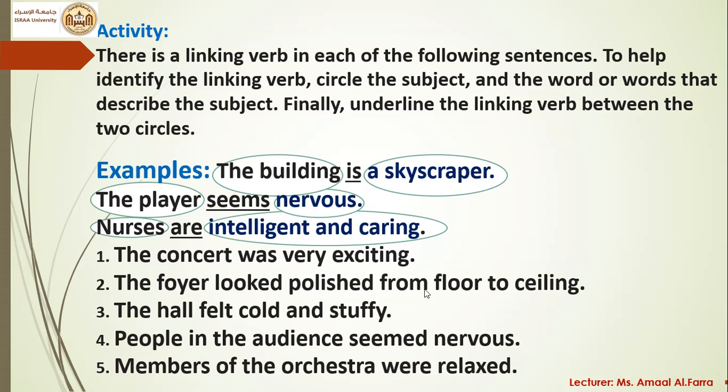Look at this activity. There is a linking verb in each of the following sentences. To help you identify the linking verb, circle the subject and the word or words that describe the subject. Finally, underline the linking verb between the two circles. Look at this example. When I say the building is a skyscraper, the building here is a subject, it is circled. A skyscraper is a noun phrase, okay? And it describes what? The building. Is is a linking verb and it is underlined.